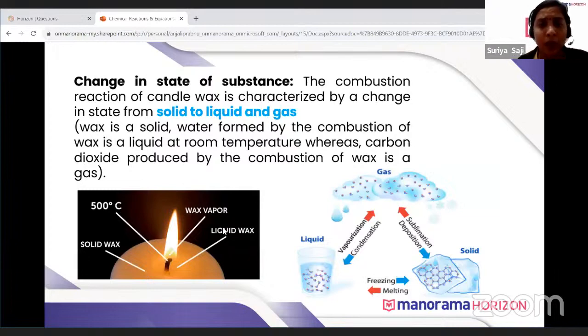In some other reactions, the state of the substance will change. For example, we will take candle wax. If we are lighting the candle, what will happen? That wax will become liquid. We know that wax is a solid, so solid changes to liquid. Then after that, gas will also form out of this. Wax is a solid, but the water formed by the combustion of wax is a liquid at room temperature, whereas carbon dioxide produced by the combustion will be a gas. So change in the state of the substance takes place in some chemical reactions. Okay, understood?